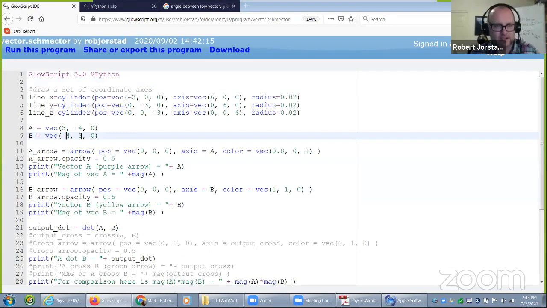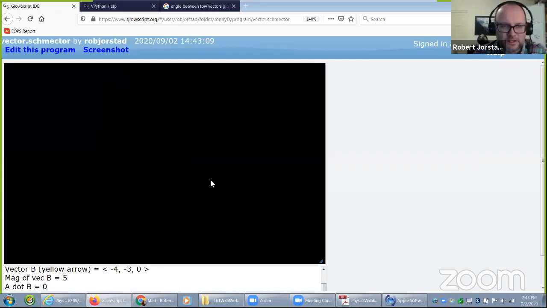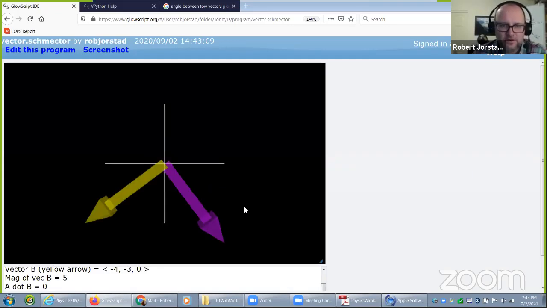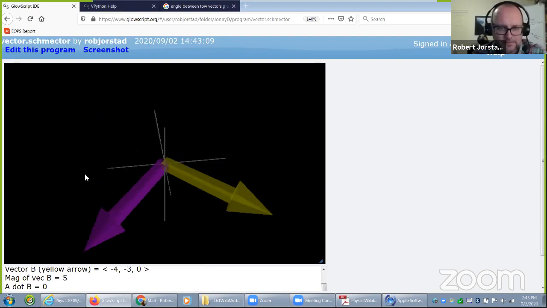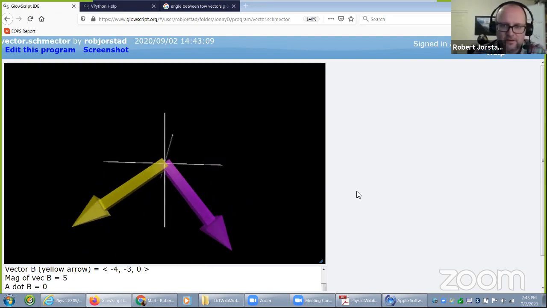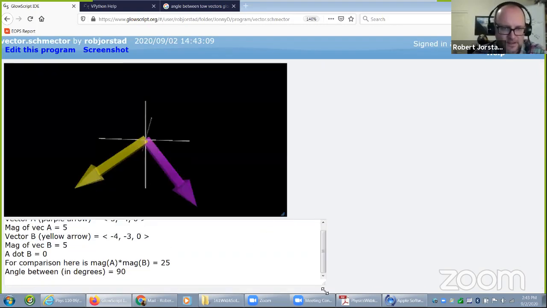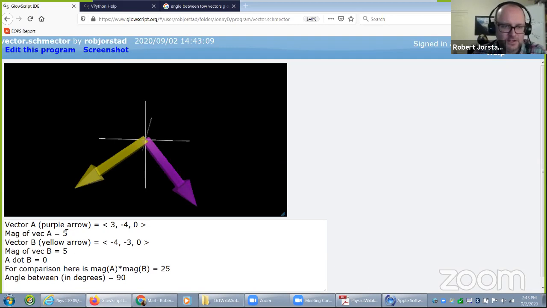Let me flip one of these signs here. Sorry about that. Wasn't paying attention. This time, hopefully they're close to perpendicular. And notice that's a right angle right there, right? And so when we scroll down, the dot product had better be 0, and it is. Here, they each have magnitude 5. The largest it could be is 25. We get 0 because they're perpendicular, and the angle between them is 90 degrees.